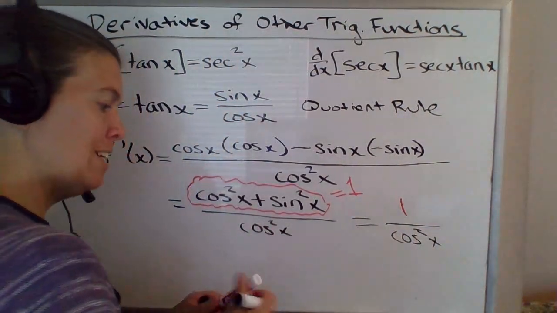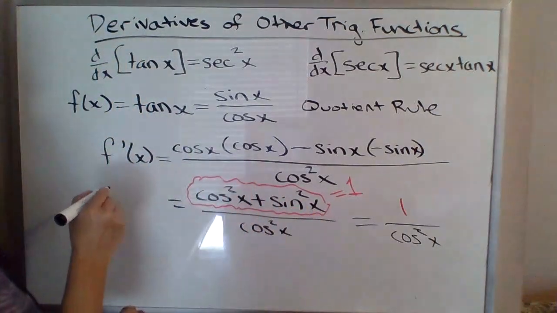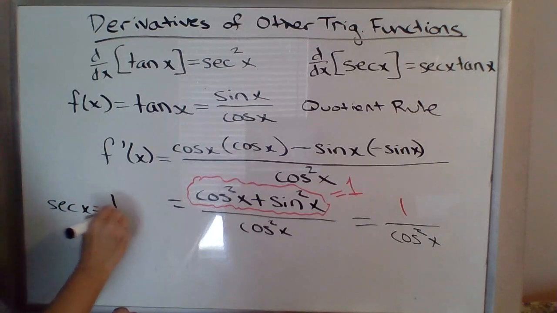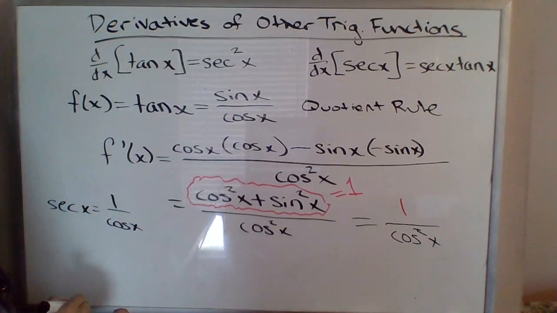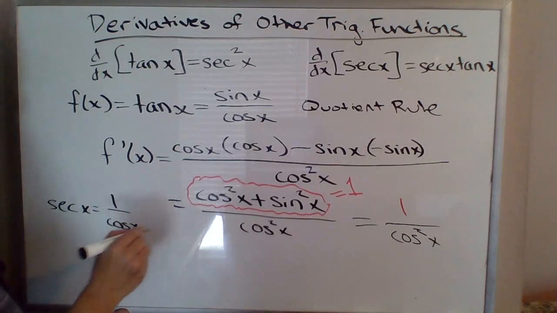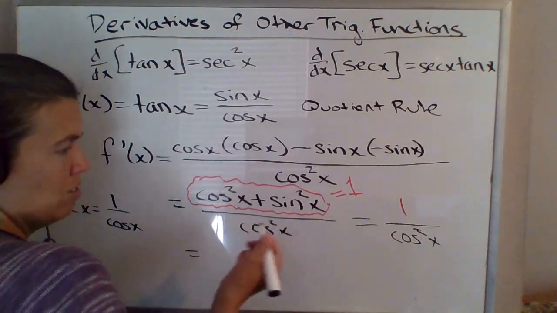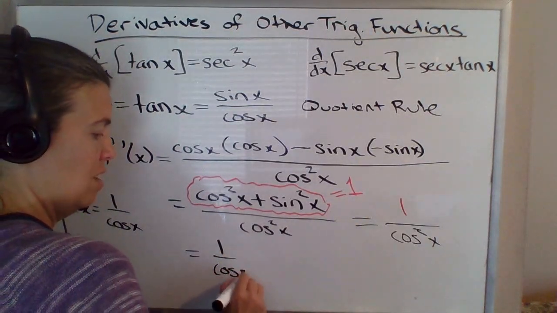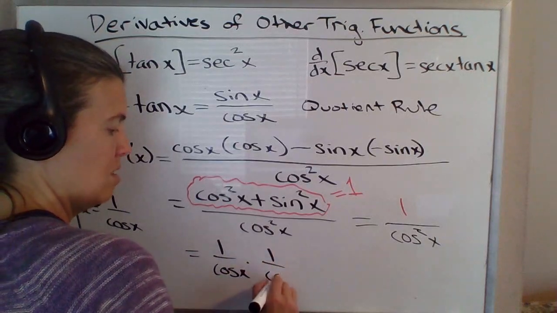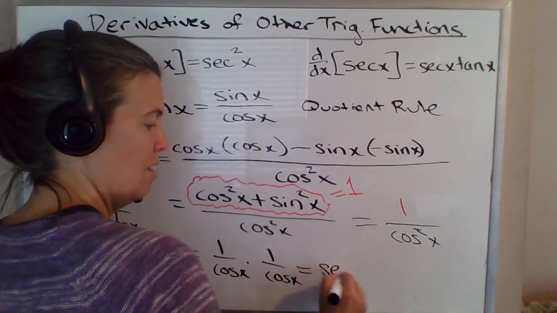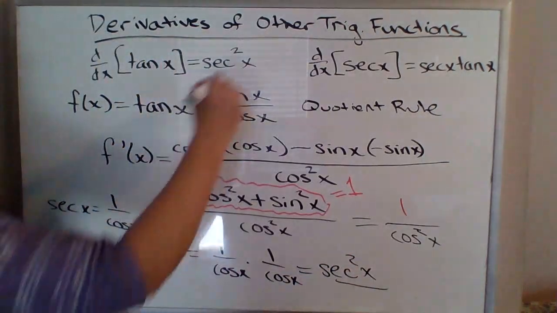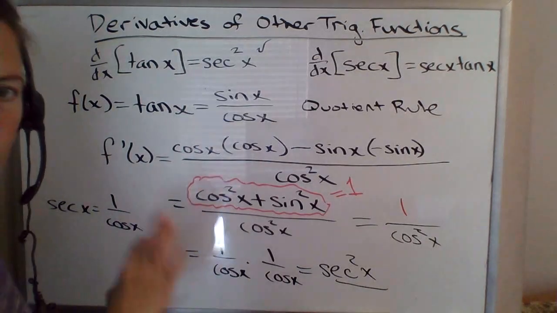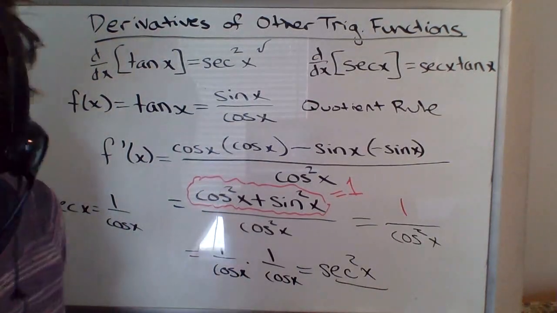Now, there's another trig identity that says secant x, you can see it if I write it over here, secant x is equal to 1 over cosine x. So if we have cosine squared, well, that cosine squared we could write as cosine times cosine. This is the same as 1 over cosine x times 1 over cosine x. So secant x times secant x, this is equal to secant squared x. And there we go. Yep, so we have that rule. Derivative of tangent is secant squared x.